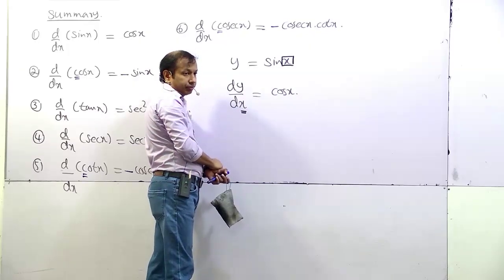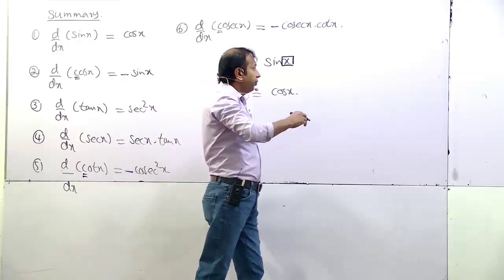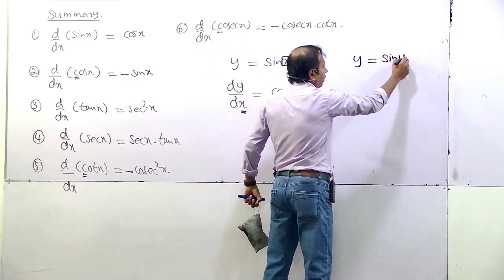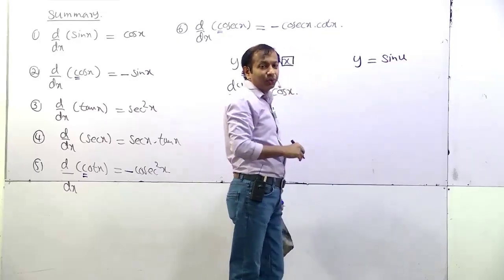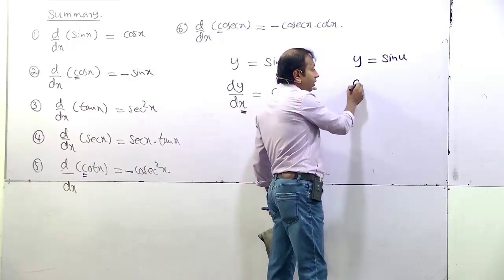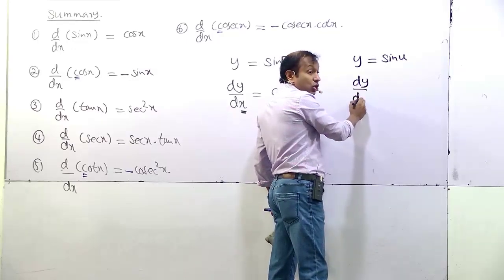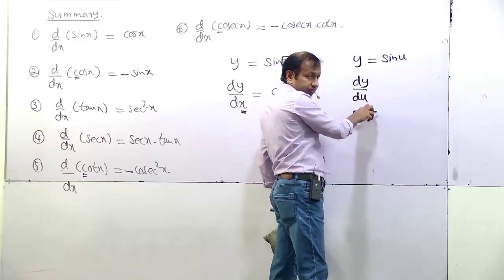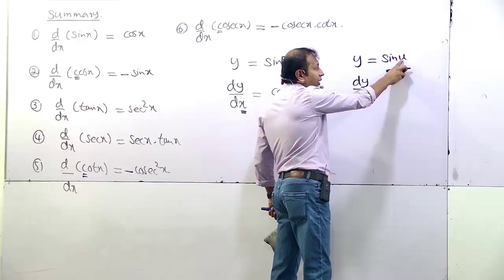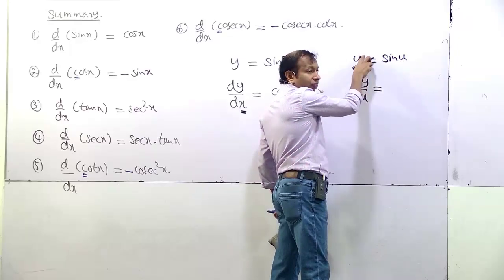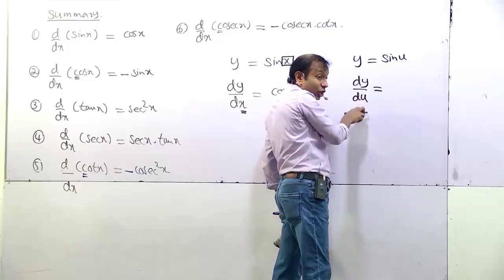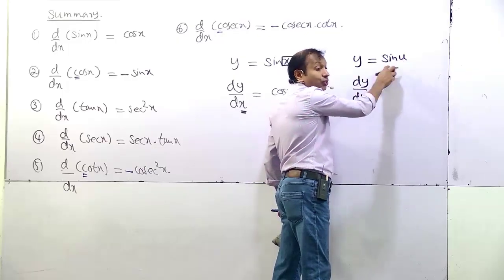Now tell me, if we have y equals sin u, then what derivative can you write there? dy over what? du, this one only coming here. Then tell me what is the derivative of this? If we had x here, we could find dy over dx. Since we have u here, now we can find dy over du. What should be the answer? Cos u.